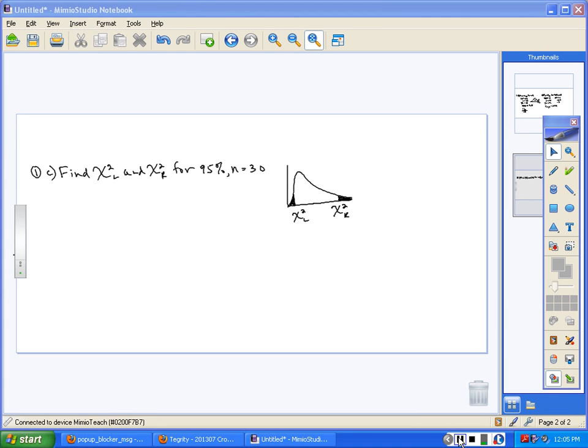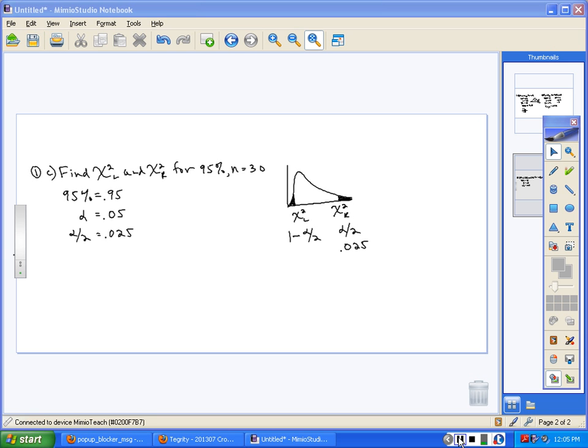Okay, so what the cheat sheet tells you is for the right side, you should use alpha divided by 2, and for the left side, you should use 1 minus alpha divided by 2. So we're going to start where we started with the other ones, which is the 95%, which is equal to 0.95, and then alpha, again, is how much you need to get to 1, so that would be 0.05. And then you divide that in half, and you get 0.025. So that's what we'll use over here for the right side.